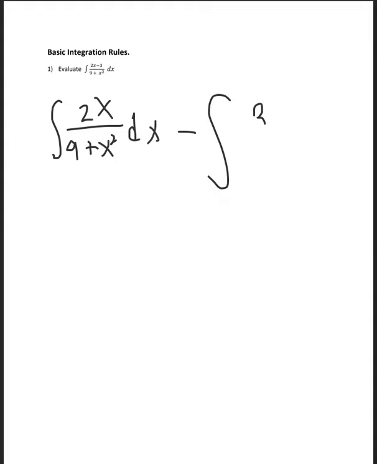The first thing I'm going to do, and let me know if it ever gets unclear or you're confused as to why I did that, so that you guys aren't lost tomorrow, is just split this up, because the thing that I really want to focus on is the 2x, not the -3. So 2x over 9 plus x squared dx minus 3 over 9 plus x squared dx.